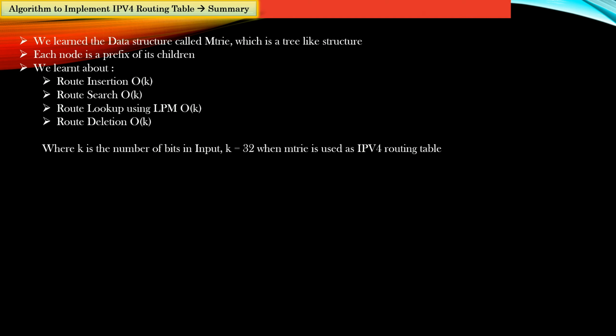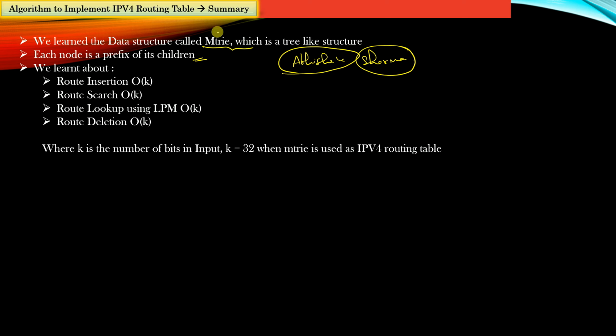So now let us summarize what we have learned in this course so far. We learned the data structure called mtry, which is a tree-like structure. Each node is a prefix of its children. Alright, so just like you have a name, let's say Abhishek Sharma. So Abhishek will go in the parent and Sharma will go in the child, or something like that, such that each node contains the data which is a prefix of its children.